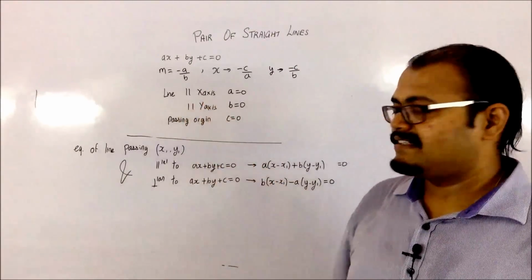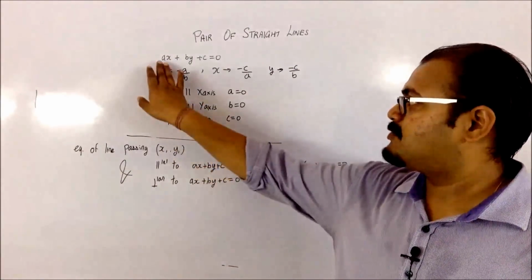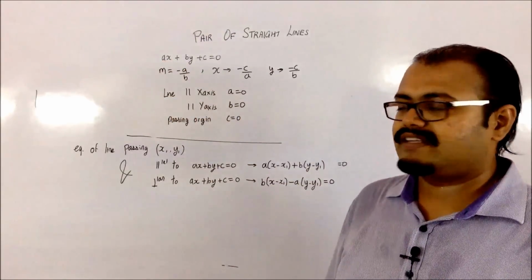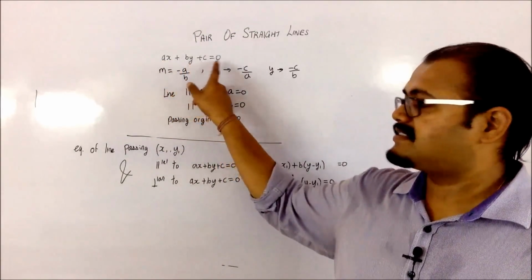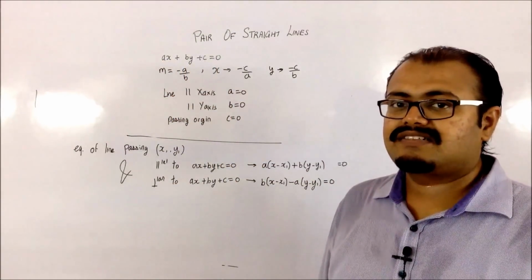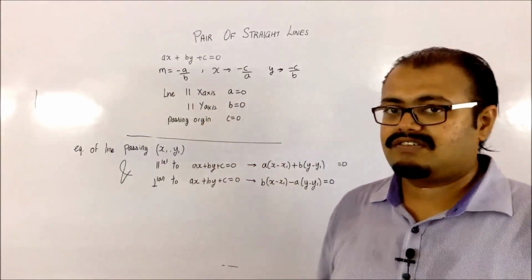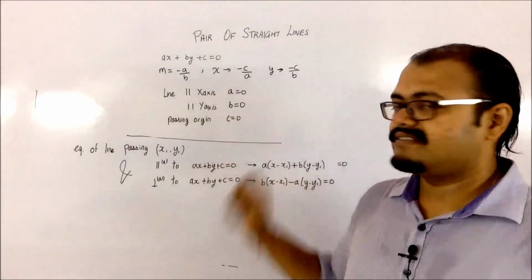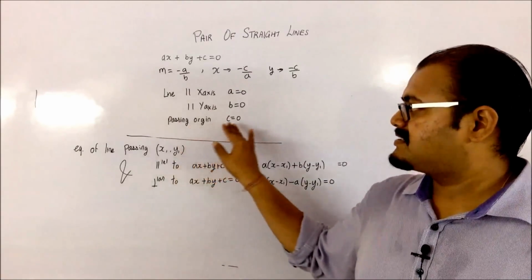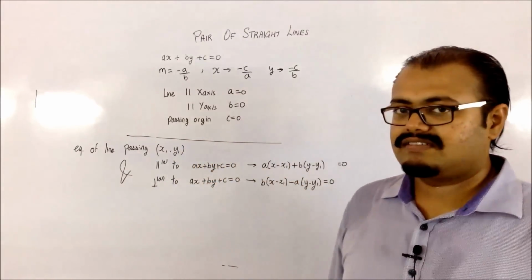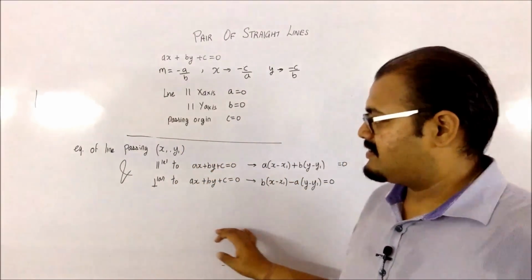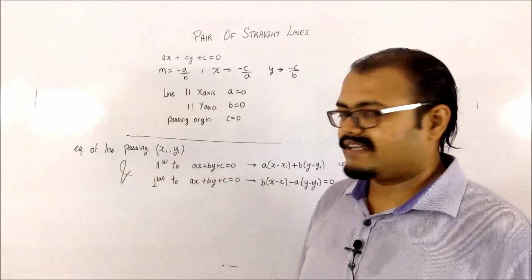If my line is parallel to x-axis, then I won't be having an x term in this, so basically by plus c equals 0 is the equation of a line which is parallel to x-axis. Similarly, for the equation of a line parallel to y-axis, I will have b equal to 0, and for the line passing through origin, I will have c equals 0. Then the equation of a line passing through x1 y1.